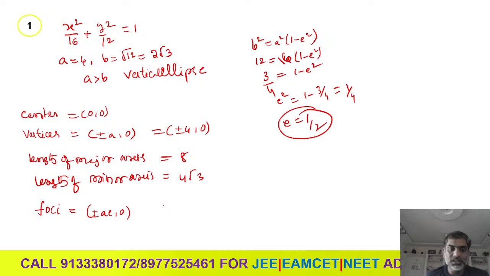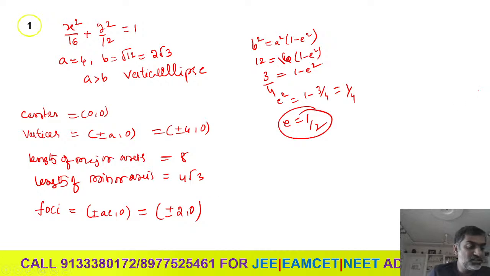Then foci is equals to plus or minus AE, 0, right? So plus or minus AE, 0 means plus or minus, what is A? A is 4. 4 times 1 by 2. Correct or no? What is 4 times 1 over 2? 2, 0. Okay, 2 comma 0. Am I reading correctly or any mistakes? 2 comma 0. Right, sir. Okay.